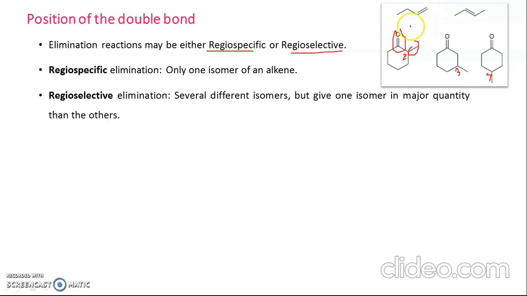In a similar way, if you look at these 2 molecules, in the first case, the double bond is terminal. In the second case, the double bond is in the middle. So it is more substituted double bond compared to the first one.